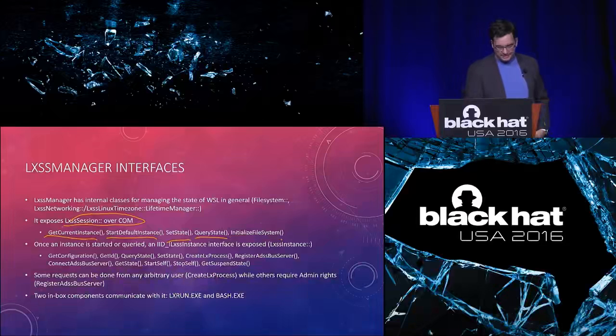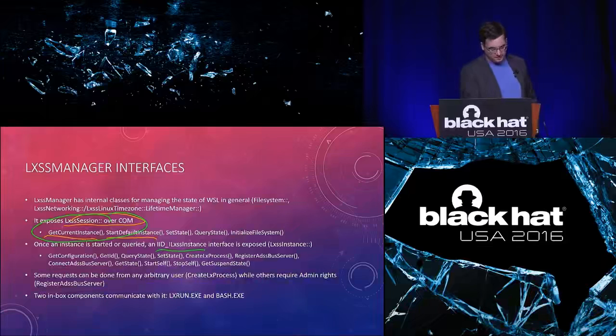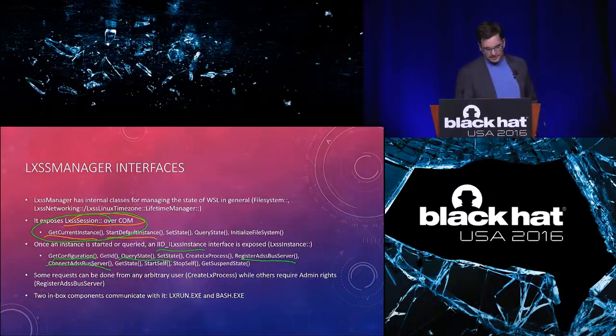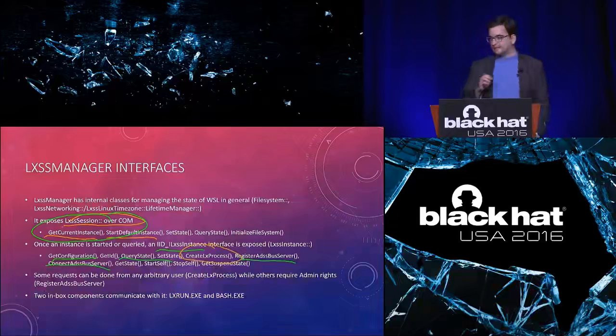Once you either get an instance or start an instance, you then get an ILXSS instance COM object, which you can then use to configure the instance, query and send information on the instance, register a server that is going to use the IPC mechanism we're going to see, or connect to a server. So the Linux side can actually have a server of its own that you connect to. And most importantly, perhaps, the ability to create a Linux process inside of this instance. So you can request the instance to actually create a process, and we're going to see what's actually going to do that work.